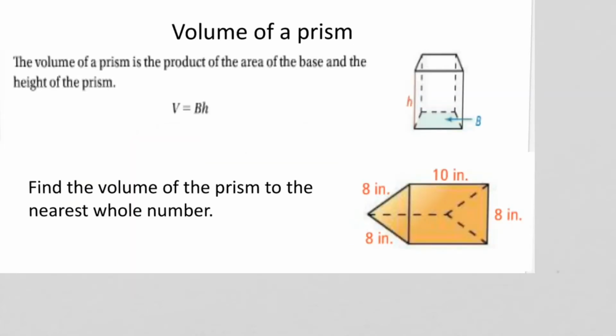Okay, so here's the official formula again from the book. Volume of a prism is the product of the area of the base times the height of the prism. As best as you can, see if you could sketch this prism here on the bottom. You could pause the video.